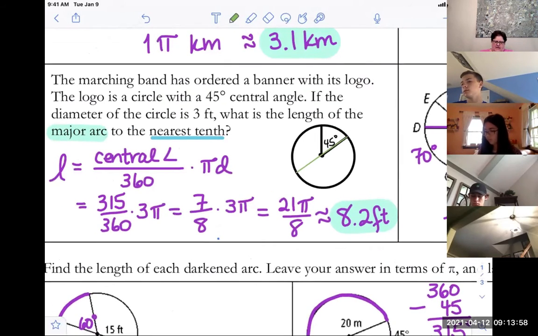And on this one, I wrote it as pi d instead of 2 pi r. So we can just plug in the 3 there. If you write the formula with 2 pi r in it, you'll be doing 3 divided by 2 and then multiplying by 2 again.